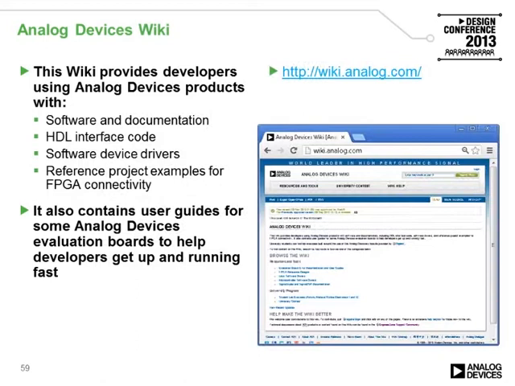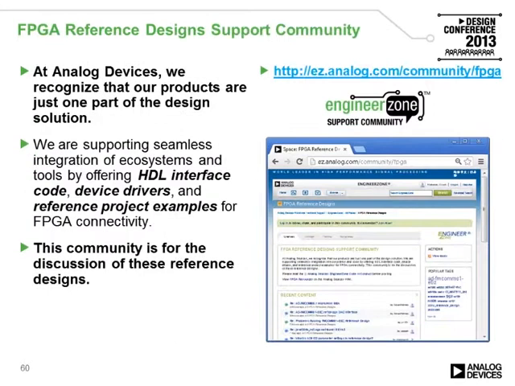This wiki provides developers using Analog Devices products with software and documentation, HDL interface code, software device drivers, and reference project examples for FPGA connectivity. It also contains user guides for some Analog Devices evaluation boards to help developers get up and running fast. At Analog Devices, we recognize that our products are just one part of a design solution. We are supporting seamless integration of ecosystems and tools by offering HDL interface code, device drivers, and reference project examples for FPGA connectivity. This community is for the discussion of these reference designs.